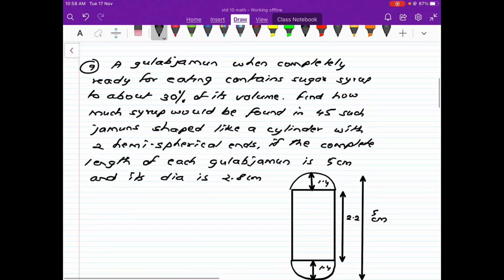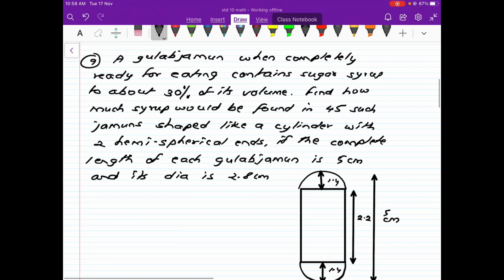So going to the next sum, it is a question of a very good sweet called gulab jamun. A gulab jamun, when completely ready for eating, contains sugar syrup about 30% of its volume. So we know when we fry gulab jamun, they have to be soaked in sugar solution. So after it gets soaked, the sugar solution is absorbed by the gulab jamun, and that is 30% of its volume. Now we have to find how much syrup would be found in 45 such jamuns shaped like a cylinder.